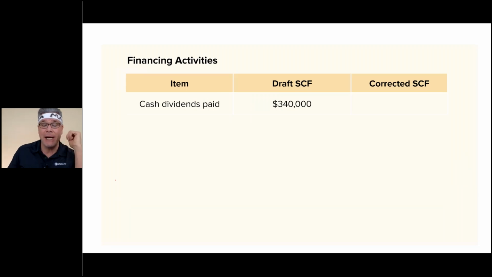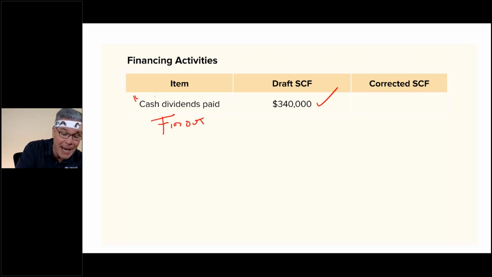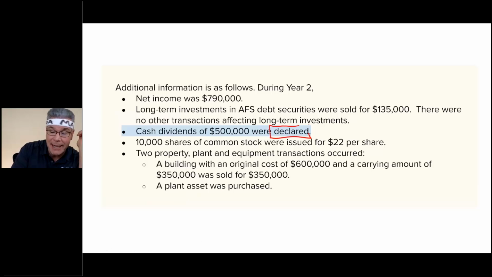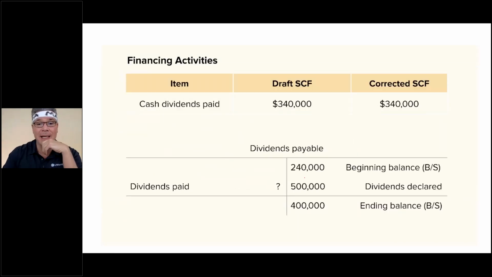Cash dividends paid, 340, that was correct. Remember, under US GAAP, financing outflow, and it's got to be cash, and it has to have been paid. All right, so we saw that. They tell me I declared 500. That was given information, although we found it. You can use a T account.